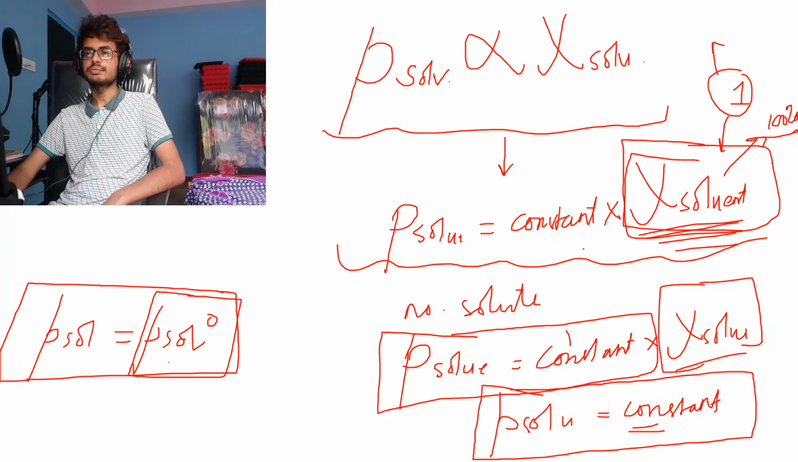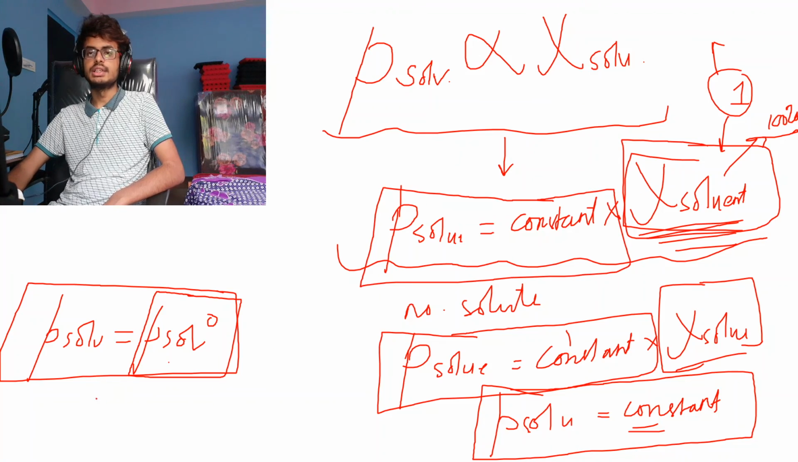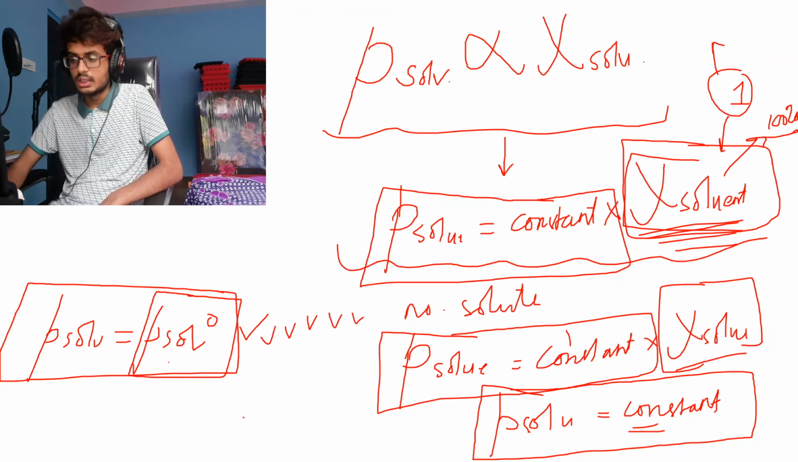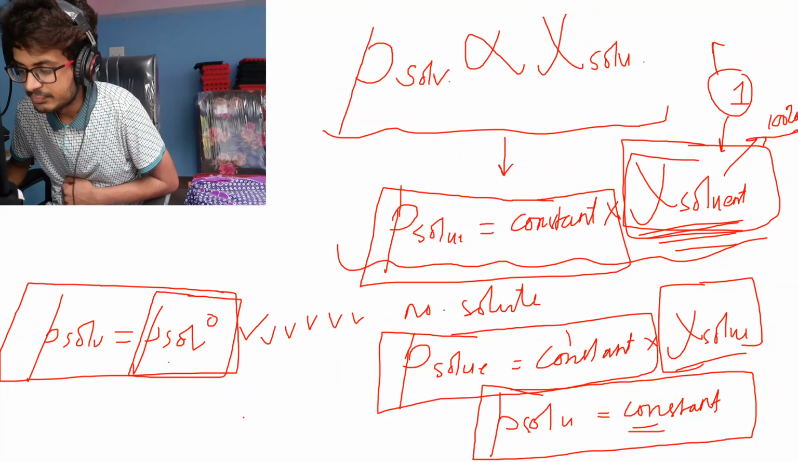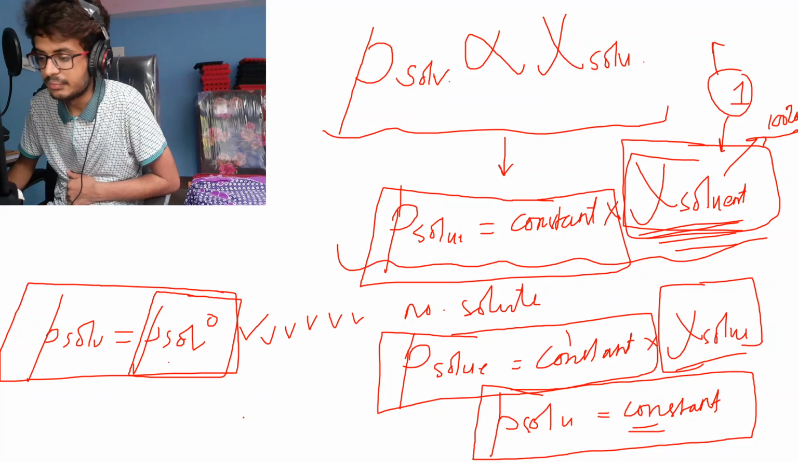So it is 1. So the partial pressure of the solvent will be equal to constant into the mole fraction of solvent. Now we know that this constant is basically the partial pressure in the purest state. So partial pressure of the solvent will be equal to partial pressure of the solvent in the purest state. So this is a thing that we infer from Raoult's law. Is this clear? Or should I explain it again?